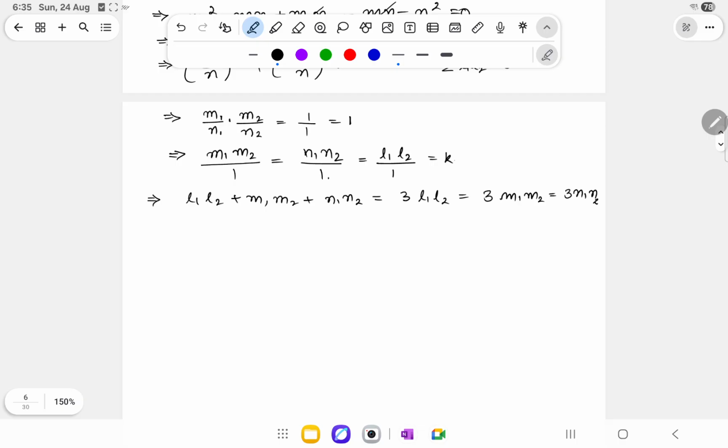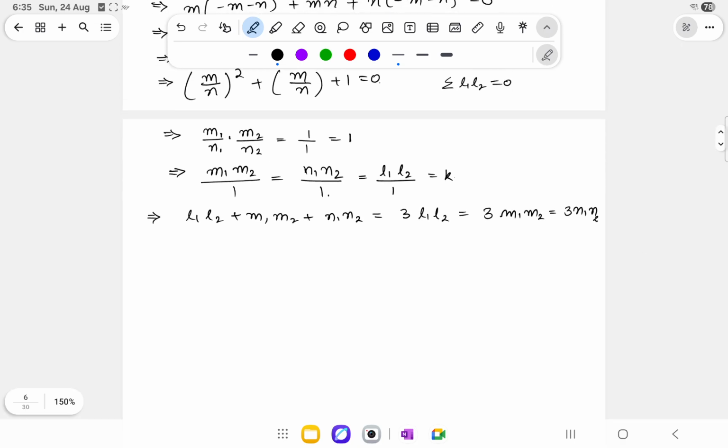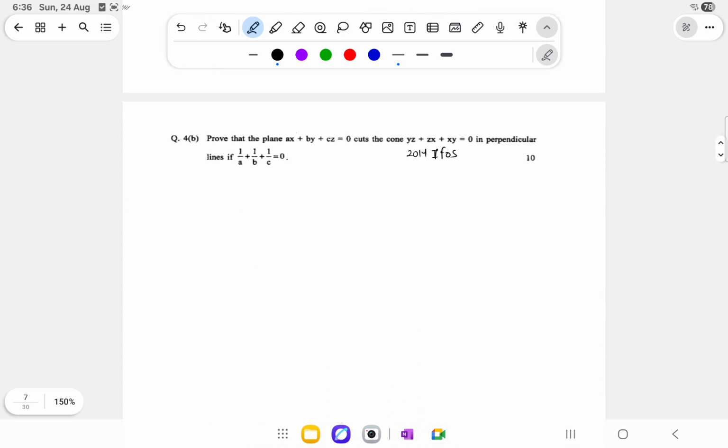So basically only those lines will act as perpendicular generators which lie in either of the three planes, that is the XY plane, YZ plane or ZX plane, because then only we'll satisfy our relation l1 l2 plus m1 m2 plus n1 n2 equals 0. So the lines which lie in these planes will be the only lines that satisfy that relation. So let's move on to the next question.